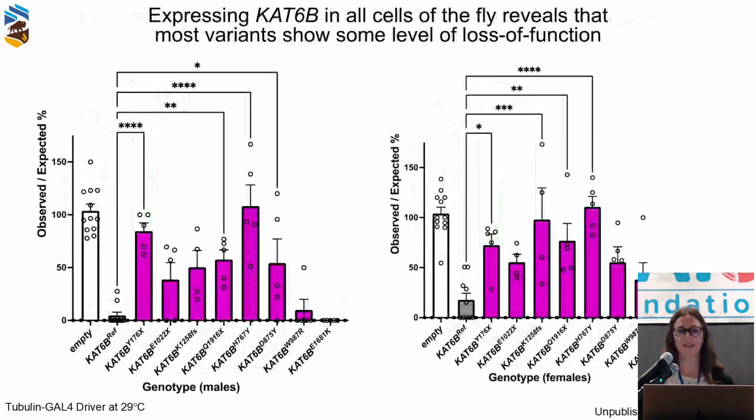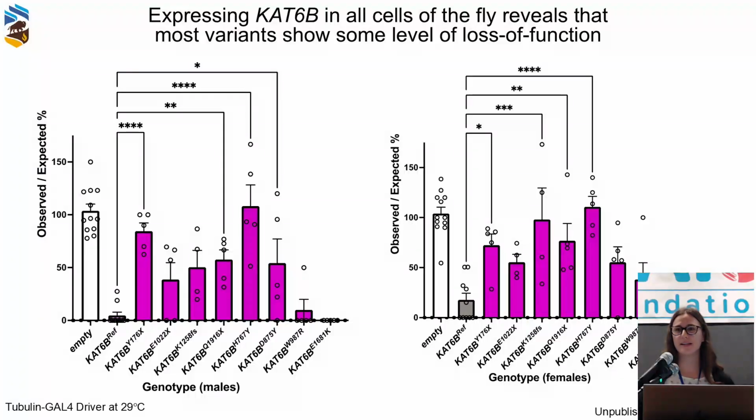So now, going on to KAT6B, and I forgot to mention before, this is overexpressing the genetic changes in all cells of the fruit fly's body. For KAT6B, our results are a little bit different. This time, again, we're always comparing to our KAT6B reference, so this is the normal human gene that we're overexpressing. And we see that this time there are a few viable flies, but it is still harmful to the flies.